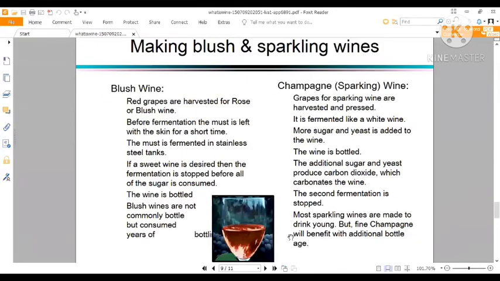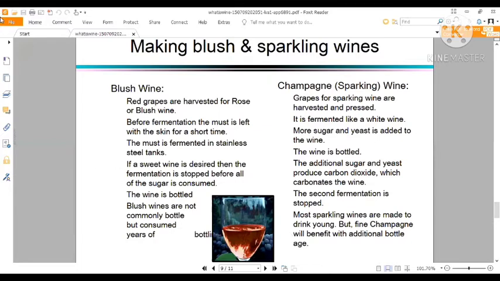Okay, here you can see the blush wines. Red grapes are harvested for rosé or blush wines. Before fermentation, the must is left with the skins for a short time. The must is fermented in a stainless steel tank. If a sweet wine is desired, then the fermentation is stopped before all the sugar is consumed. The wine is bottled. Blush wines are not commonly bottle aged but consumed within a year.